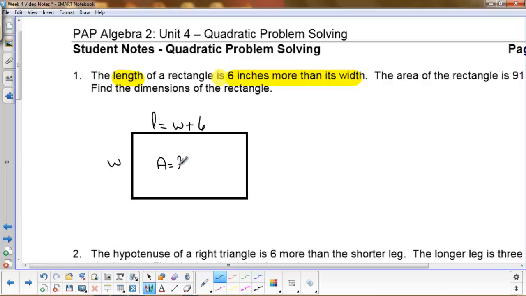Area equals length times width. Area equals 91. So I'm going to use substitution here, and I get W times W plus 6 equals 91. And I use distribution here to get this simplified into a factorable form. W squared plus 6W equals 91. Subtract 91 so that I have my quadratic in standard form.